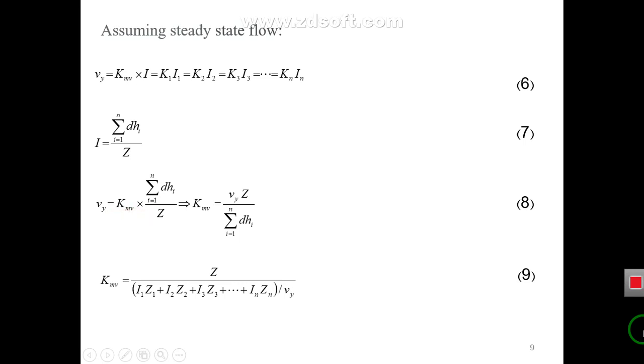and finally we change this equation in terms of the average hydraulic conductivity in the vertical direction. So we can write Kmv is equal to Vy multiplied by Z over the total head loss. So the final equation for the average hydraulic conductivity in the vertical direction will be Kmv is equal to Z over I1Z1 plus I2Z2 plus I3Z3 plus InZn divided by Vy.